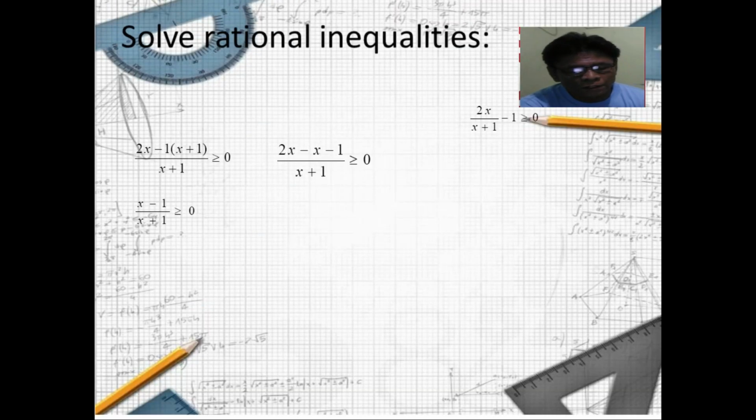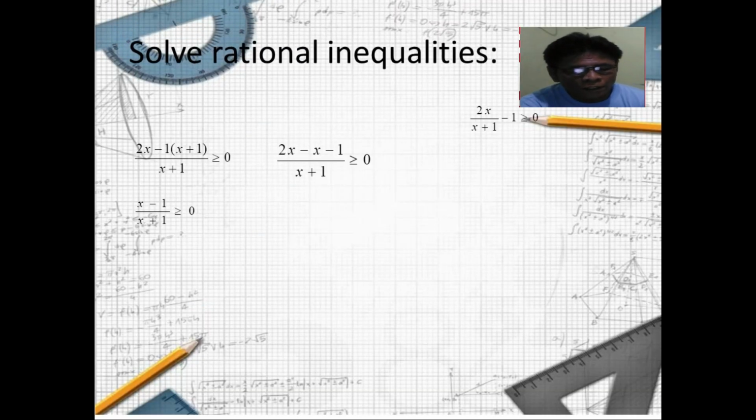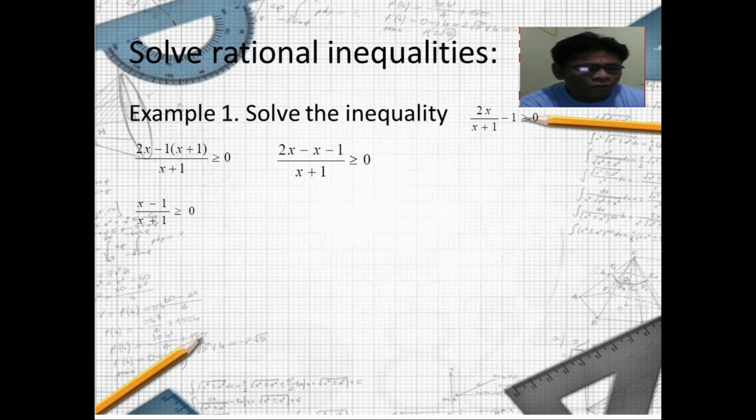Okay, so we proceed to the rational inequalities. Example number 1: solve the inequality 2x over x plus 1 minus 1 greater than or equal to 0. Then the rule: we need a single expression and equate it to 0.